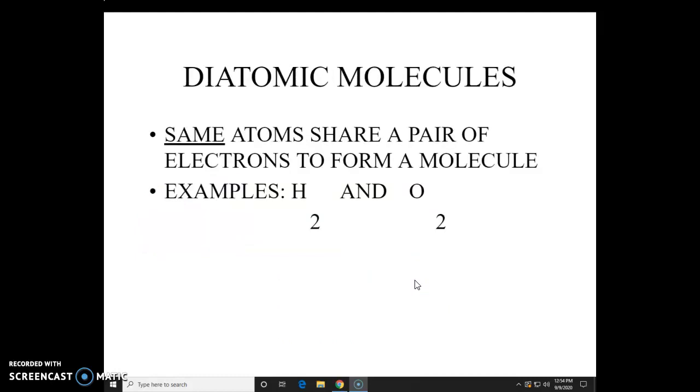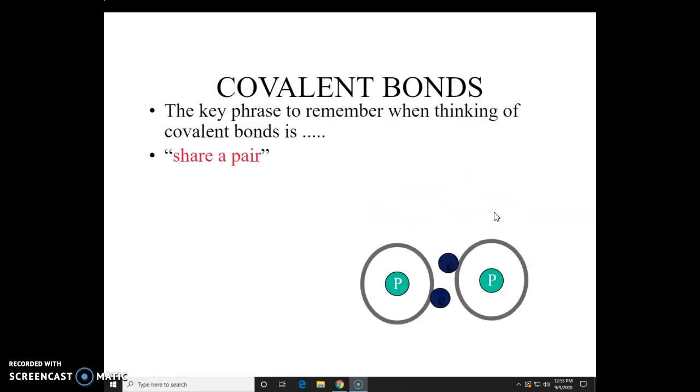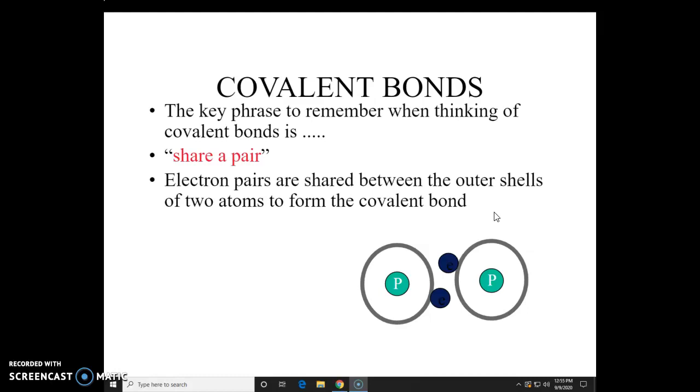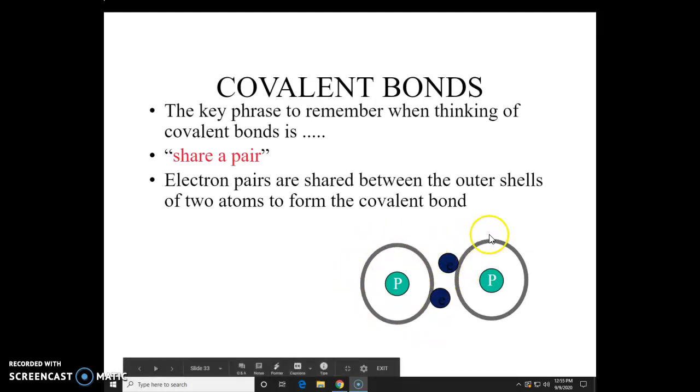There's also diatomic molecules like hydrogen. It will be found bonded with itself, sharing electrons, and same thing with oxygen. And here's a covalent. Here's what to remember. They share a pair usually. And because these electrons are zipping around both all the time, it just makes it much stronger.